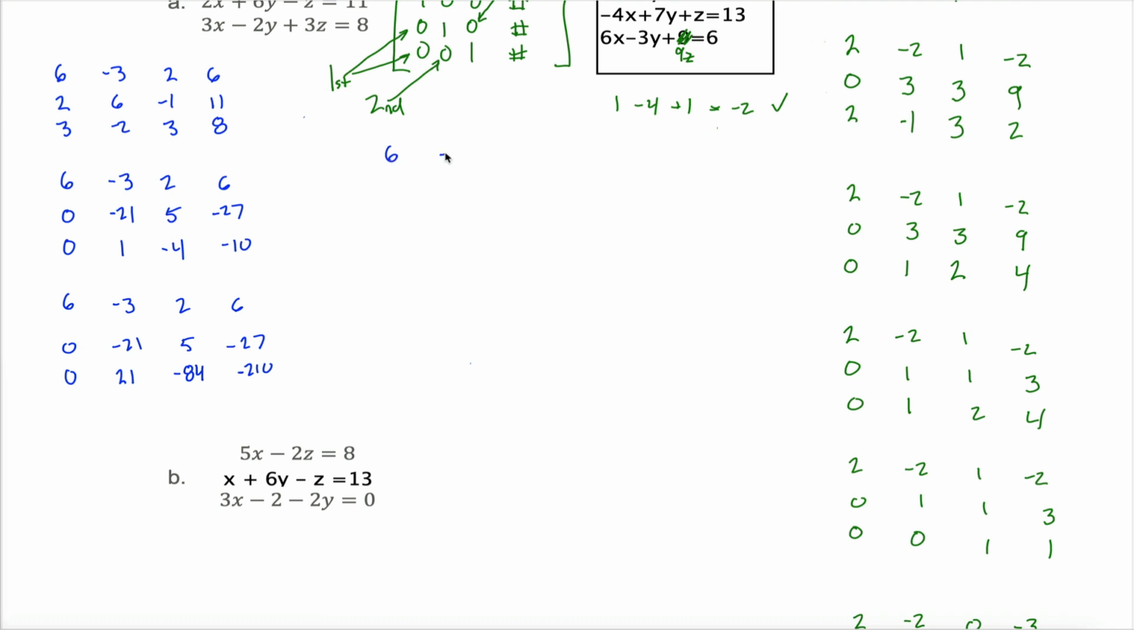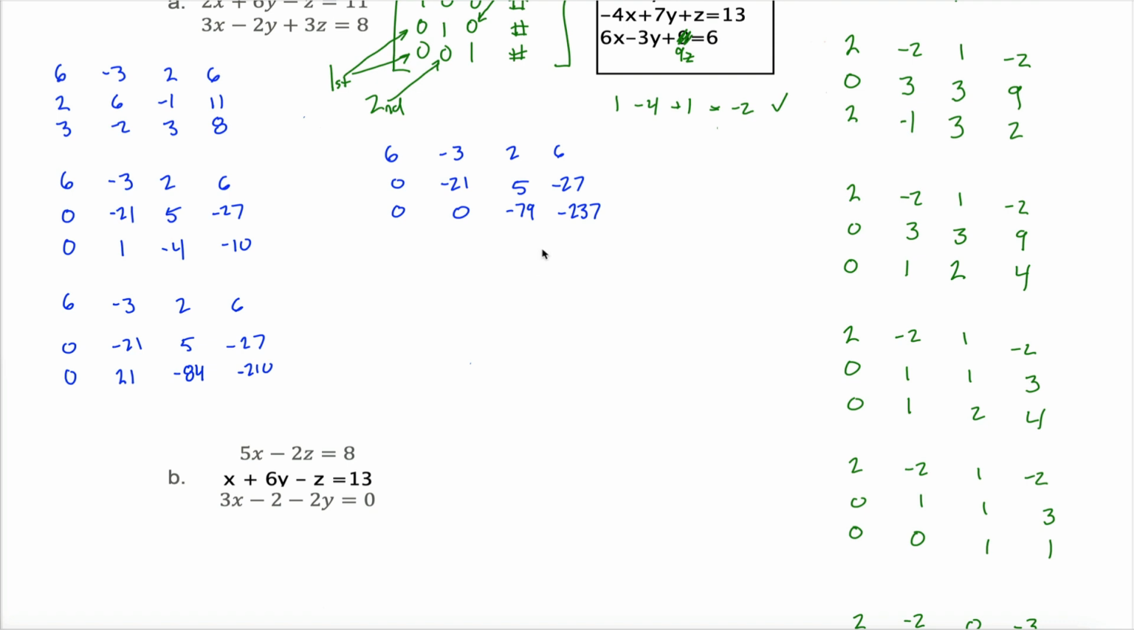First row is still 6, negative 3, 2, 6. Second row is still 0, negative 21, 5, negative 27. But the third row is now 0 plus 0, or 0. 21 plus negative 21, another 0. Negative 84 plus 5, which is negative 79. Negative 210 plus negative 27 is negative 237. You're like, oh my God, these numbers are the worst. I don't want to do this problem anymore.